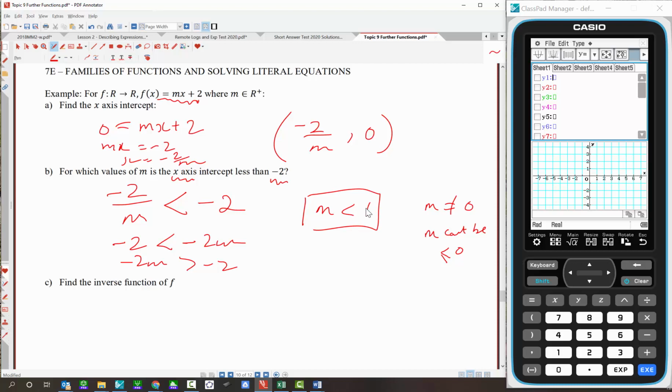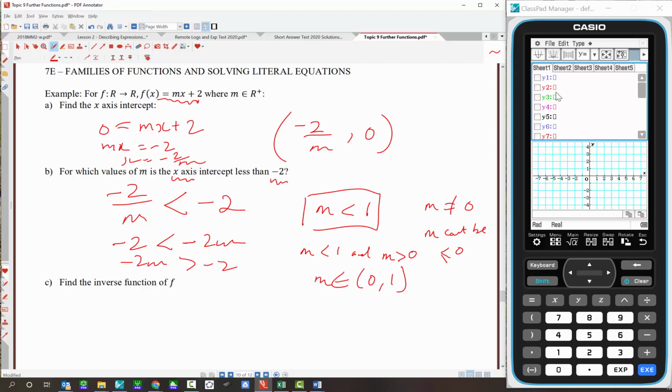So this seems to suggest that m is less than 1 algebraically, but truth be told, it can only produce values less than -2 as an x-intercept if m is less than 1 and m is greater than 0, right? Because it has to be a positive number, and the positive number has to be less than 1 for this to stay negative. So we'll summarize this by saying, for which values of m is an element between 0 and 1, not inclusive of the endpoints.